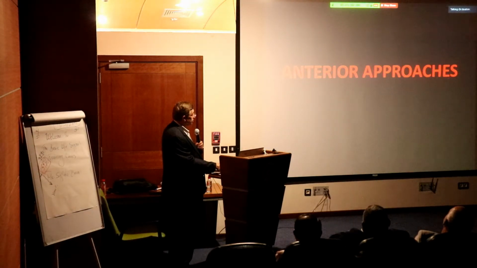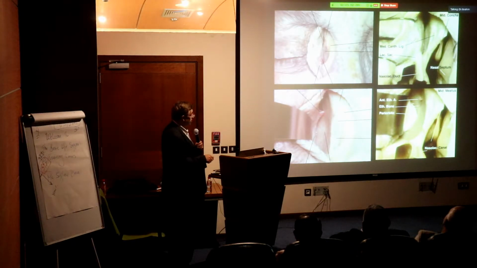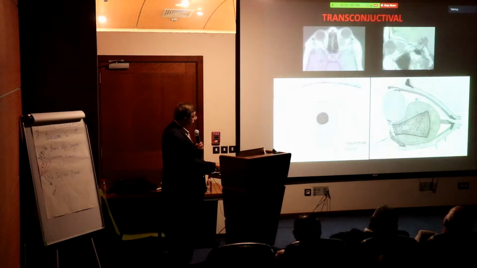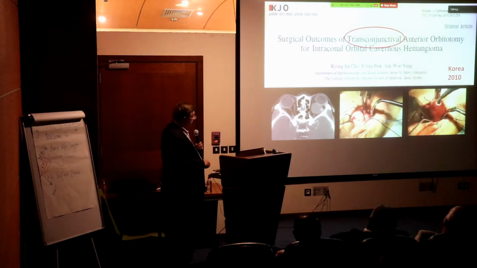Anterior approaches: transconjunctival. This is the right eye. This is the medial aspect. You can cut the medial canthus and proceed inside. This is the anterior ethmoidal artery. Transconjunctival for this lesion. You do a flap of the conjunctiva and then you slide inside. Transconjunctival from South Korea.